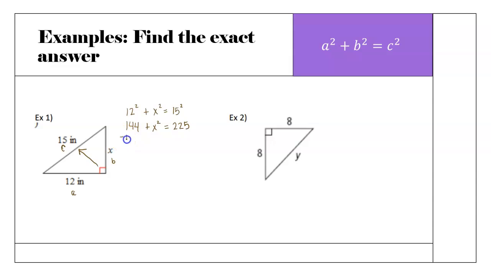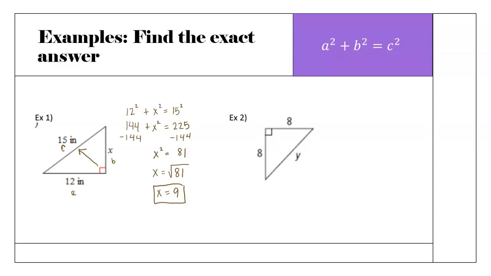If I subtract 144 from both sides, I get that X squared is equal to 81. Now, in order to solve this, I need to take the square root, and I want the positive answer because X is a distance. So X is going to be the square root of 81. If I don't know my perfect squares, I might not know that 81 is 9 times 9. But it is, so that means that X is 9.